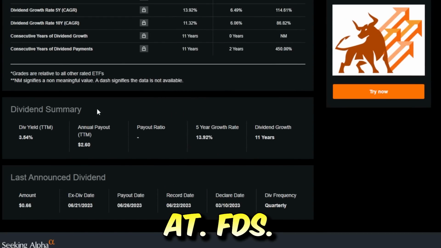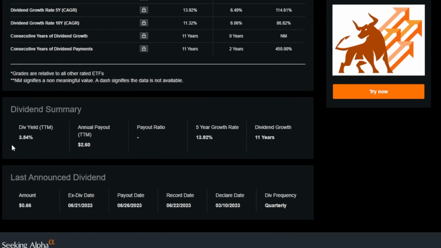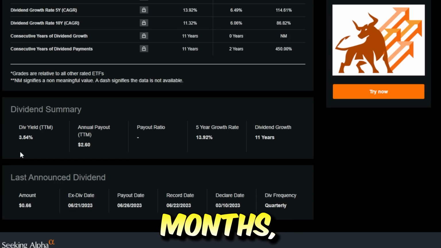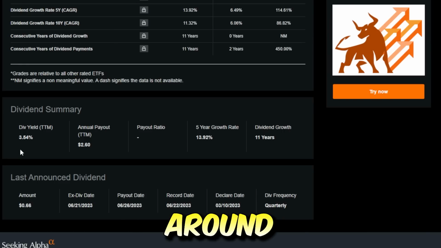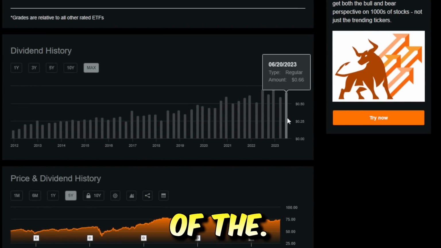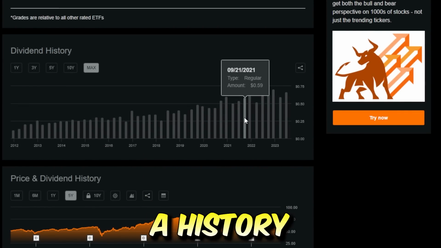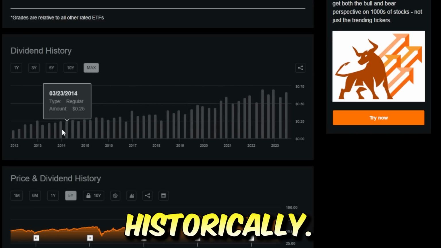Also looking at SCHD's current dividend yield, the trailing 12 month is around 3.54%. And keep in mind, as of recently, the way that SCHD has been trading over the past few months, I was able to lock in a bunch of shares at almost a starting yield of somewhere around 4%. Which in my opinion is incredibly substantial because of the fact that SCHD does have a history of raising their dividends consistently and quite fast. At least they've done that historically.